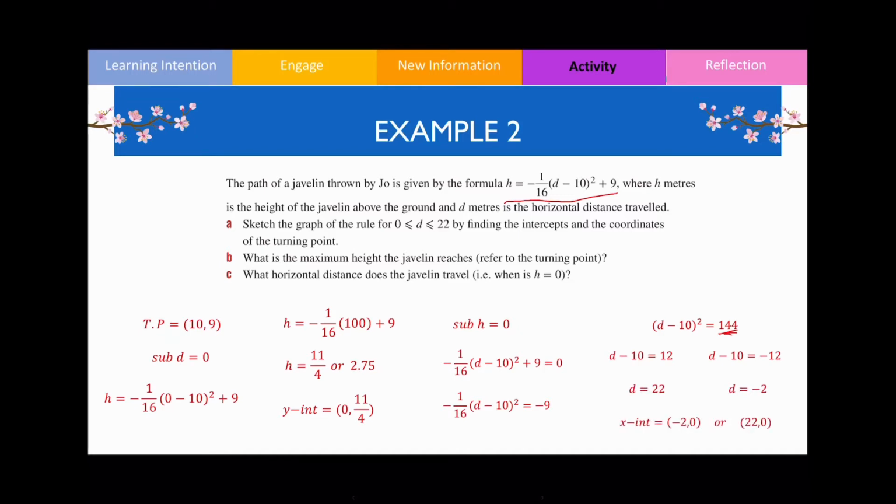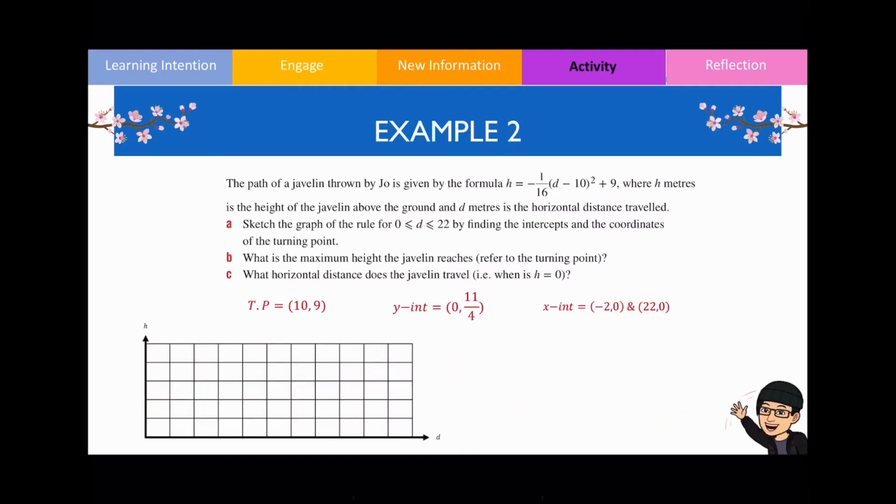Once we've found out all the key features, now we're ready to actually plot this onto our graph. So firstly, identify an appropriate x scale as well as a y scale. And once I've done that, I'm just going to plot these values in and therefore draw a parabola that connects all these 3 dots over here. Once I've finished doing part A, we can now answer part B, part C.